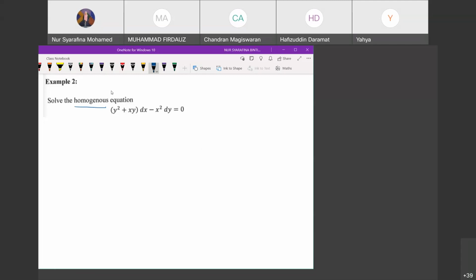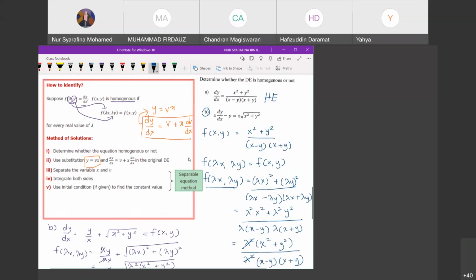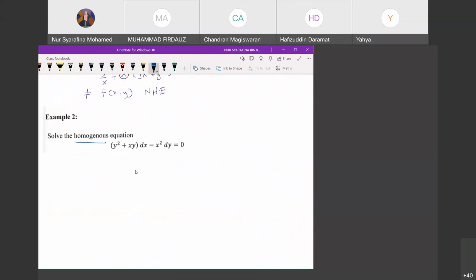Okay, since it is stated that the equation is homogeneous, no need to show, then we directly use, remember, for a homogeneous equation, the substitution y equals to vx, and dy/dx equals to v plus x dv/dx. So we use the substitution y equals to vx, differentiate this, you get dy/dx equals v plus x dv/dx. Alright? So simplify this first.